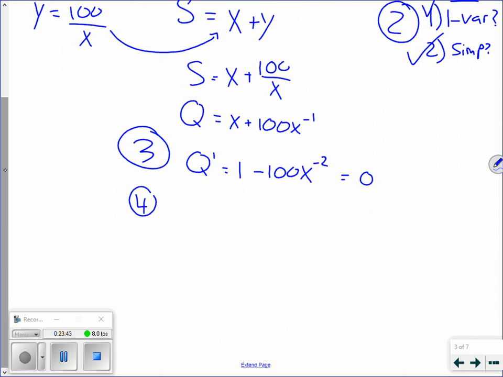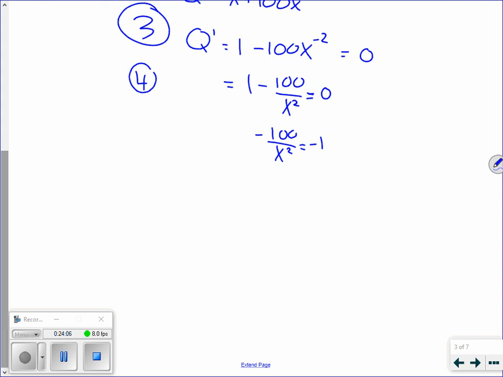All right. So I set this equal to 0 and solve for x. Let's keep going with this. We got 1 minus 100 over x squared equals 0. We can subtract 1. We get negative 100 over x squared equals negative 1. I can multiply both sides by negative x squared, and I get 100 equals x squared. And then x equals, if I take the square root, plus or minus 10.